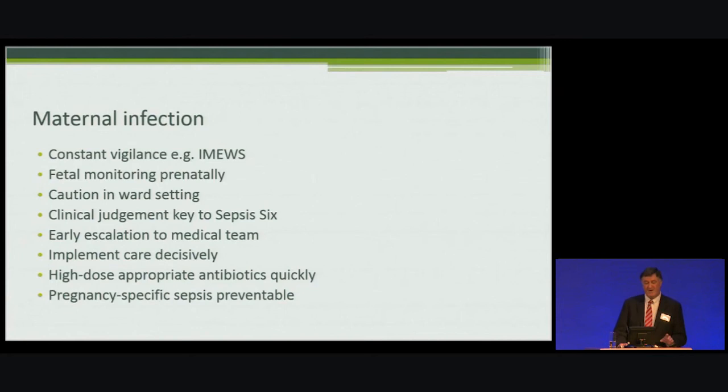Finally, I would like to emphasize that the IMEWS and the Sepsis 6 box are not a replacement for clinical judgment. They are there to support clinical judgment. That's why we've called it a system and not a score. It would be a mistake for us to start treating scores. We have to continue to treat patients. If something goes wrong, it is important to escalate that problem to the medical team early. And if things need to be done, they need to be done quickly, and they need to be done decisively. Patients should receive high doses of appropriate antibiotics, quickly.